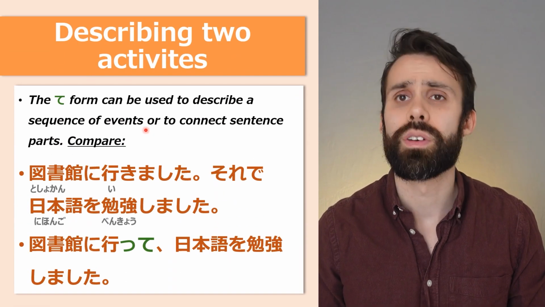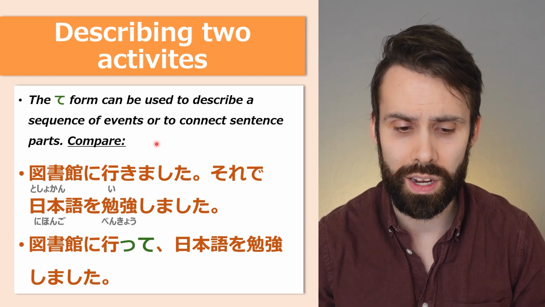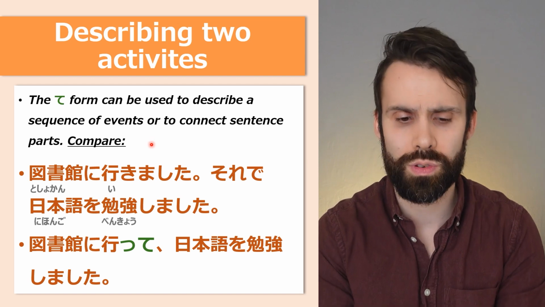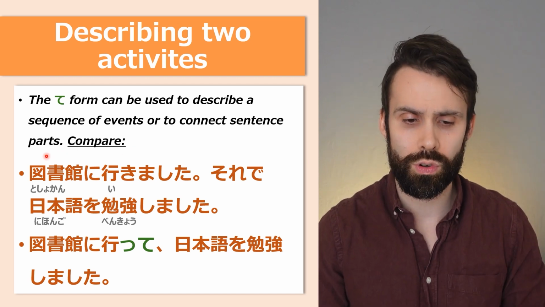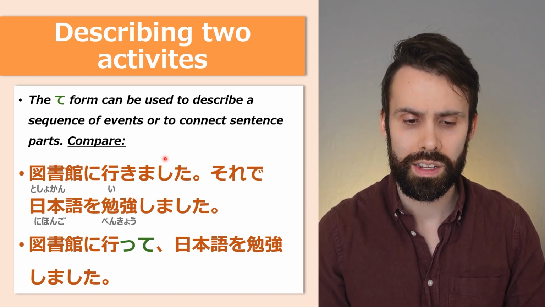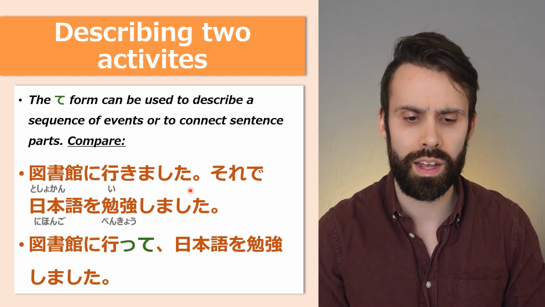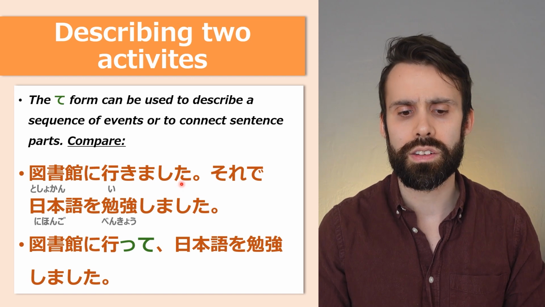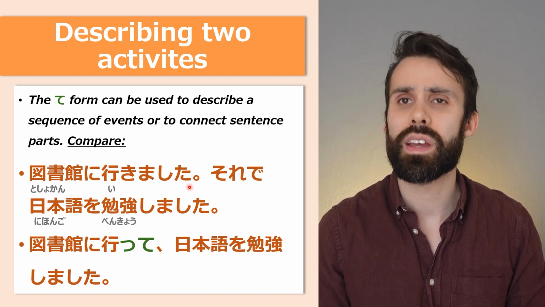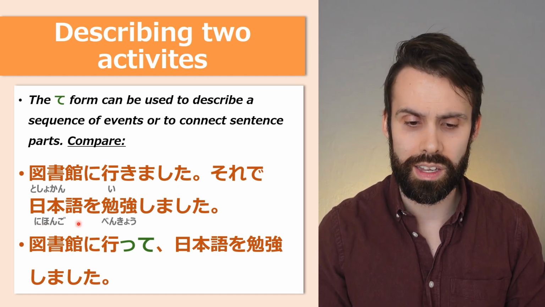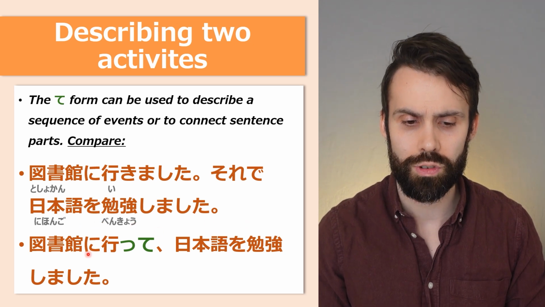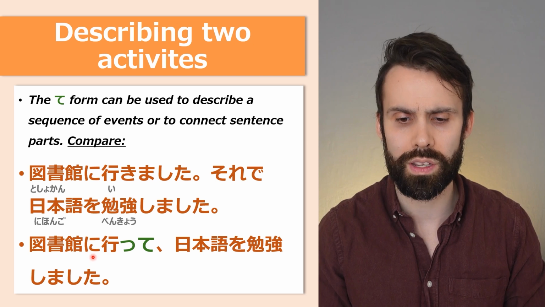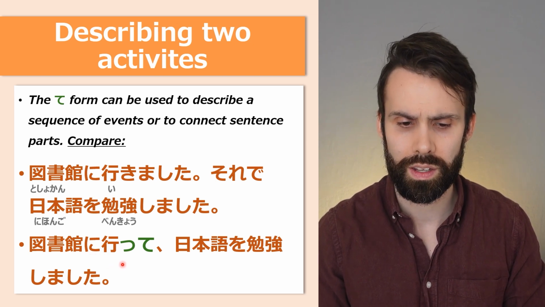And then we can also use the te form to describe two activities, connecting the sentences. So we can compare these two sentences. On the one hand, we have 図書館に行きました。それで日本語を勉強しました, or それから日本語を勉強しました. I went to the library, then I studied Japanese. But we can also make this into one sentence: 図書館に行って日本語を勉強しました. I went to the library and studied Japanese, using the te form.